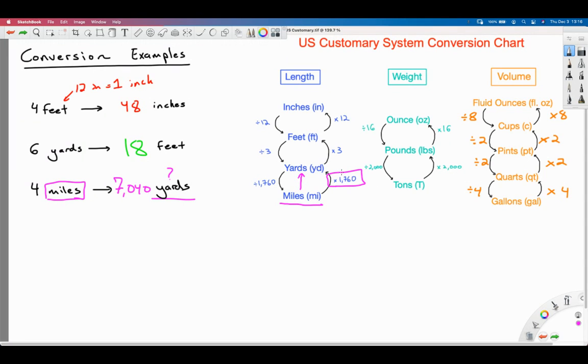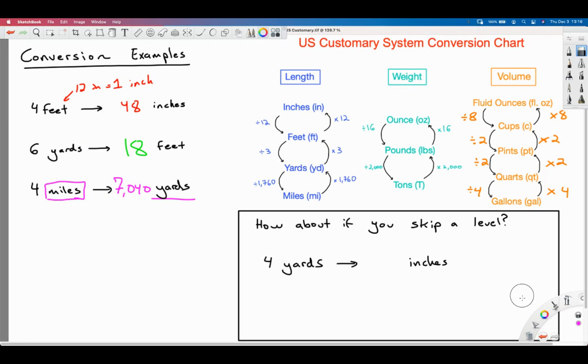Okay. Last one that we're going to do together. This one's a little tricky. It's a little different, but I think we're going to do fine with it. But let's see this example right here. I wrote, how about if you skip a level? So we've been going just directly one level or one unit up, but what if we jumped a level?